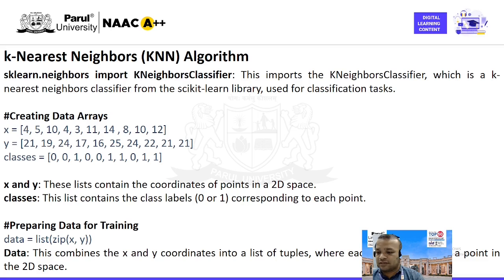We read the data. Data is equal to list, and the zip function we use here, zip x comma y. What is actually data? This combines the x and y coordinates into a list of tuples, where each tuple represents a point in a 2D space. So x, y are the coordinates, and data represents the list of tuples, and each tuple represents a point in a 2D space.